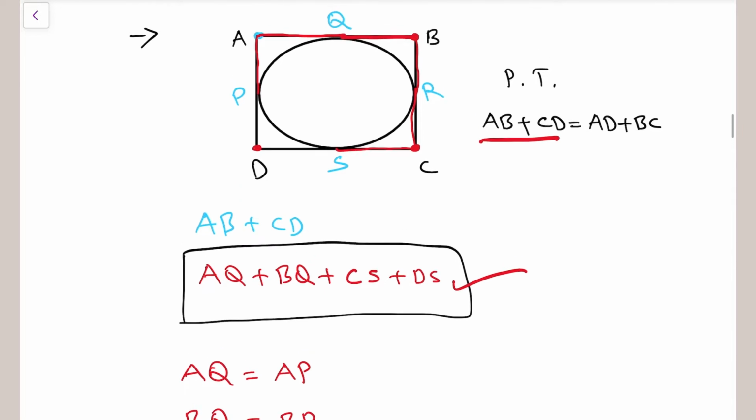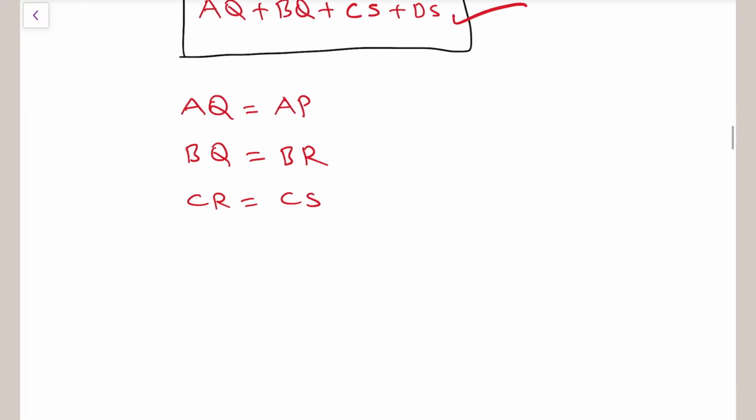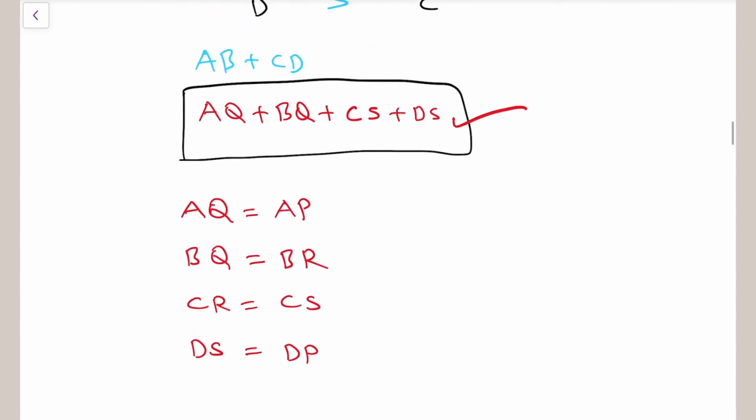Last, point D. Point D is outside of the circle. Then this DP and DS both are equal to each other. So DS equals DP. Okay, now we did already some rough work, right?